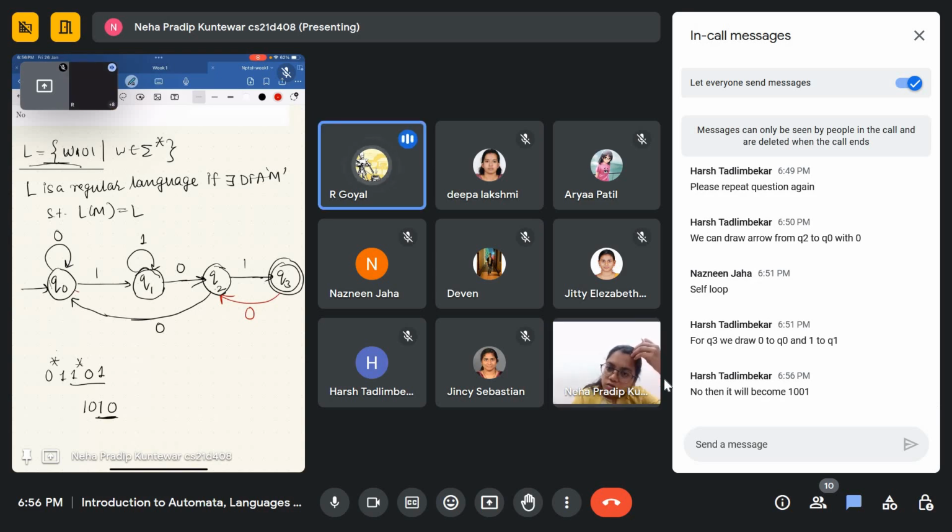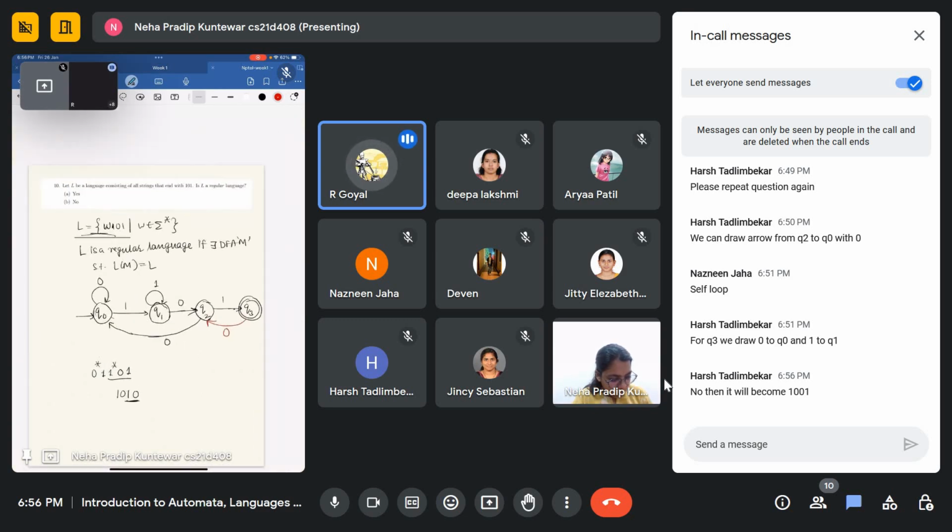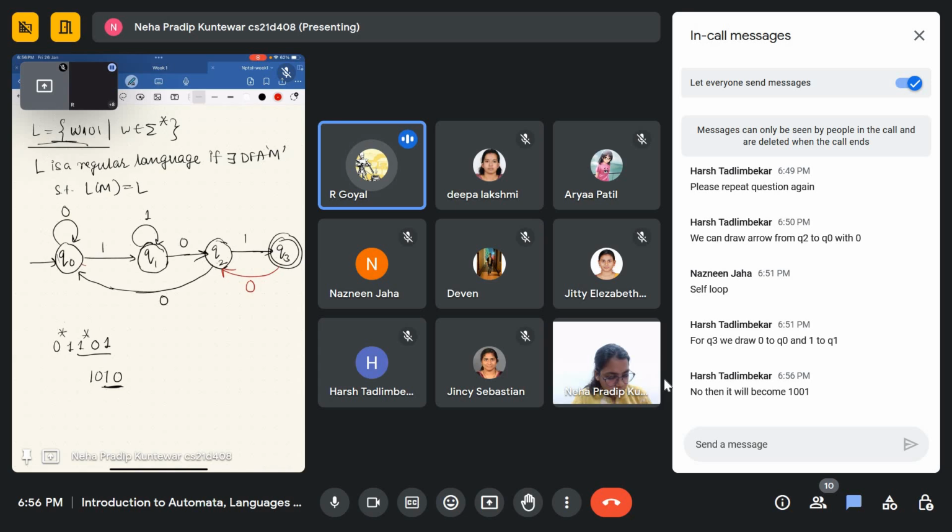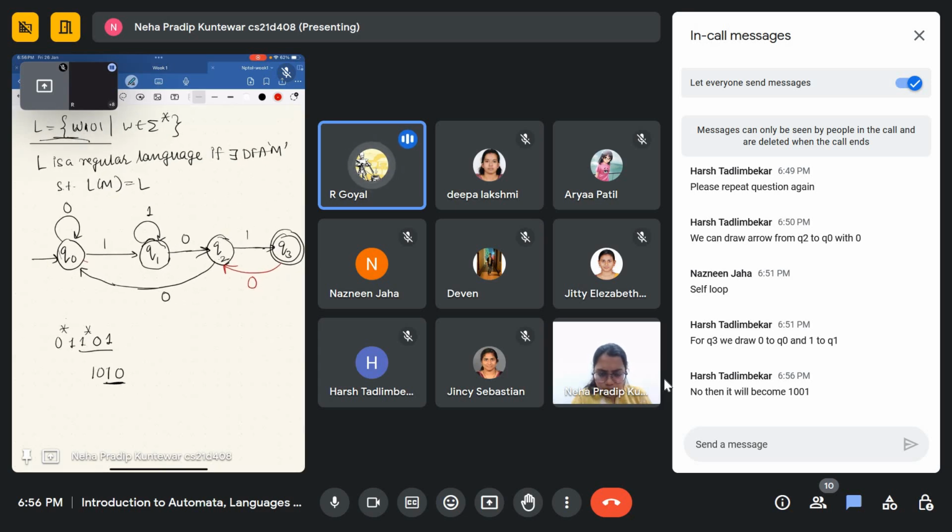10, then followed by a 1, and then followed by a 0, and then followed by a 1. So we are reaching state Q2 after getting a 10, and after getting a 10 on the state Q2, we can repeat 1 any number of times. Yes, okay, so it is correct.